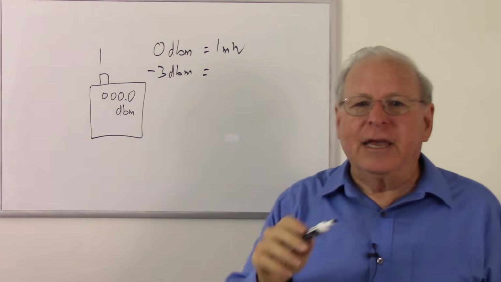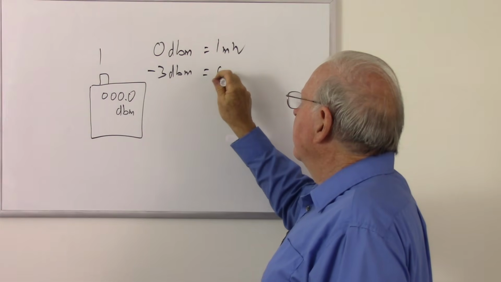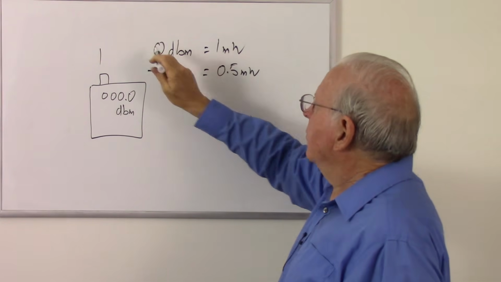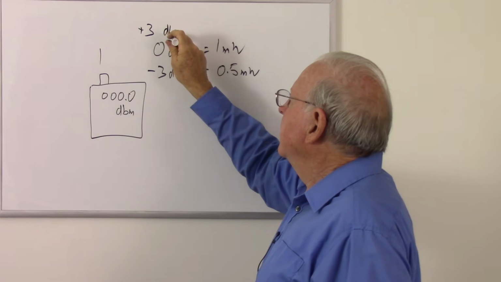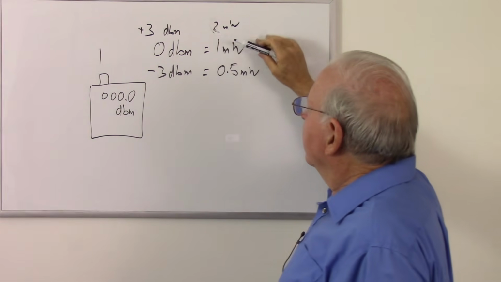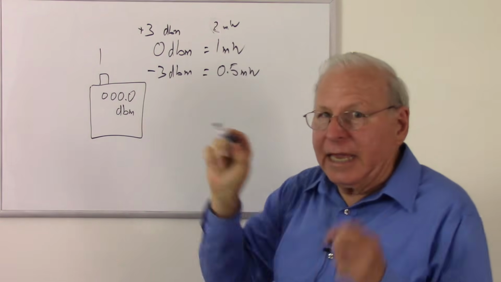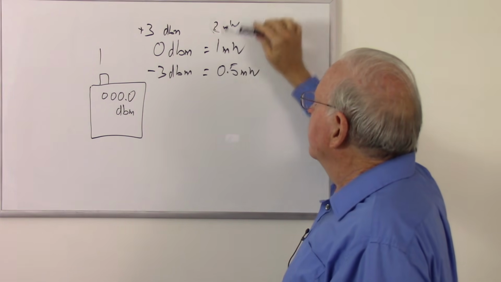Well, 3 dB is a ratio of 2 to 1, so if we're cutting that in half, I have 0.5 milliwatts. So see how that works? So positive 3 dBm is what? 2 milliwatts. So 3 dB is a doubling or a halving. 0 dBm equals 1 milliwatt. Anything less is less than a milliwatt. Anything more is more than a milliwatt.